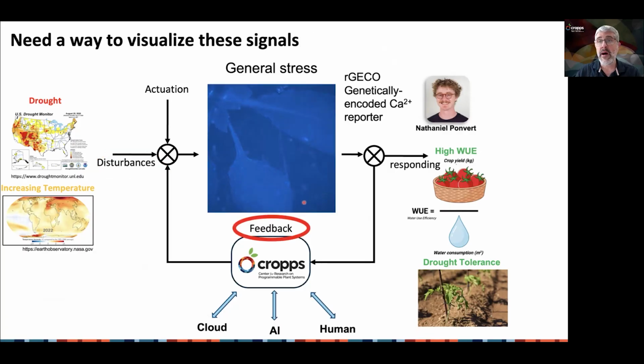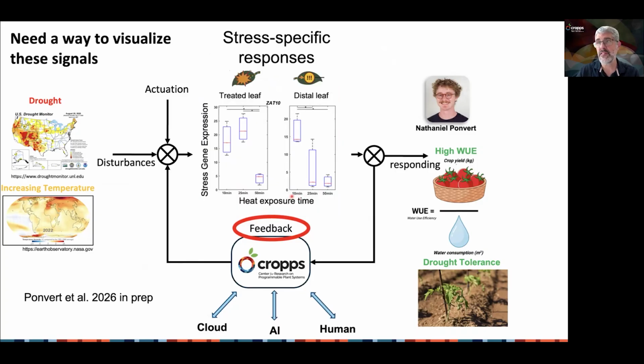For feedback, we're monitoring the visualizable reporters like our GECKO, which fluoresces in the presence of calcium. But at the same time, we are using gene expression as a way to monitor these long-distance waves because they also can control gene expression both locally and distally. For instance, ZAT10 is a stress-induced gene that's induced by heat in locally treated tissue over time, but it's also induced long distance by the signals generated by heat. And so this is gene expression controlled by the SAA waves.